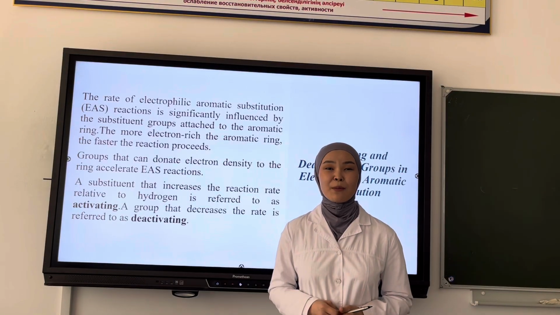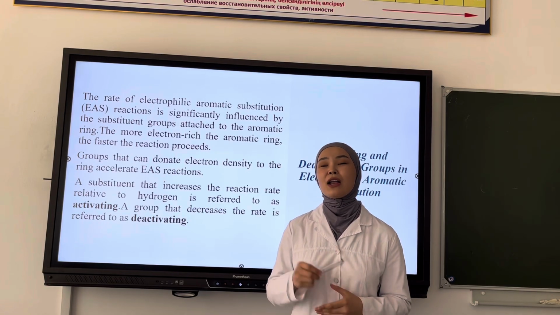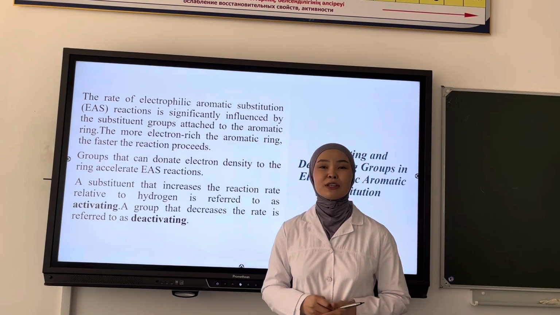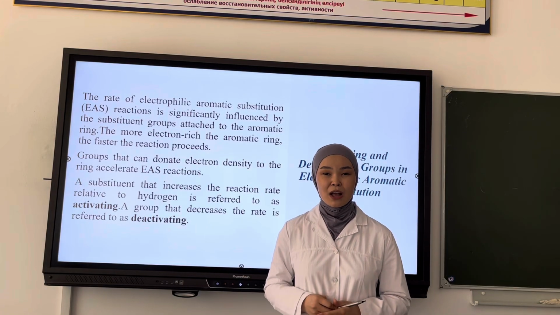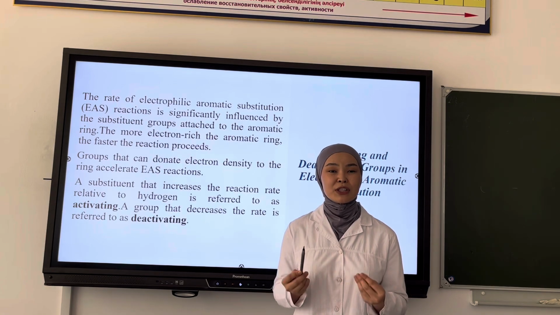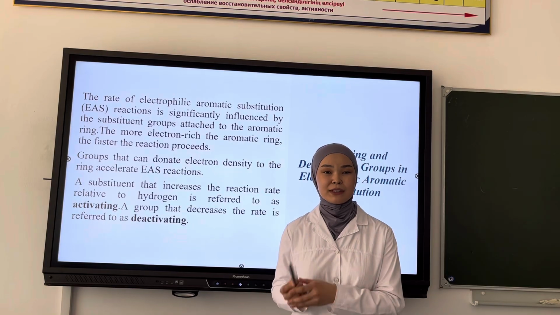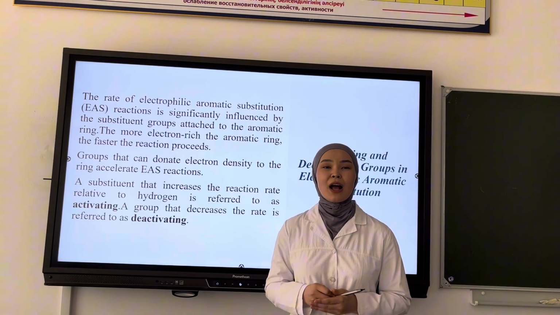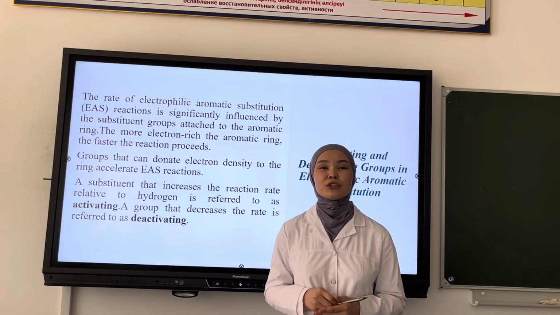Now, let's talk about how different groups affect the rate of electrophilic aromatic substitution reactions. The rate of these reactions is significantly influenced by substituent groups attached to the aromatic ring. The more electron rich the aromatic ring, the faster the reaction proceeds. Groups that can donate electron density to the ring accelerate the electrophilic aromatic substitution reaction.